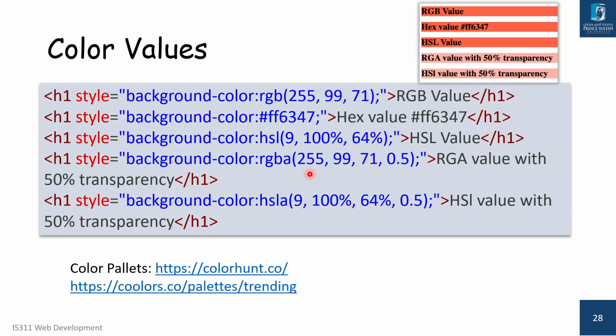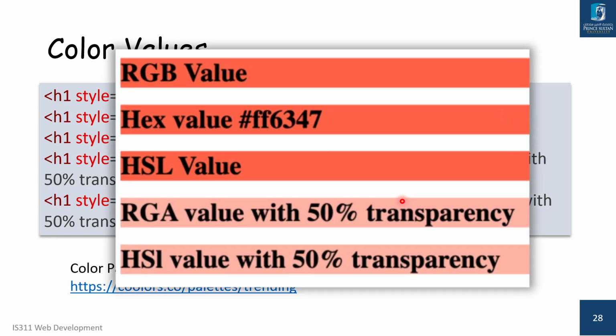And then we have the RGBA. The first three values are the same as RGB, but the last value is between 0 and 1, so that is more like a percentage. If I say 1, it means 100%, 0.5 means 50%, 0.2 means 20%, 0.7 means 70%. So that will give us the transparency part. And similarly for the HSLA, again the last part is a transparency parameter, and this will give us these different types of colors. The colors are the same. The only difference is the transparency in the last two.